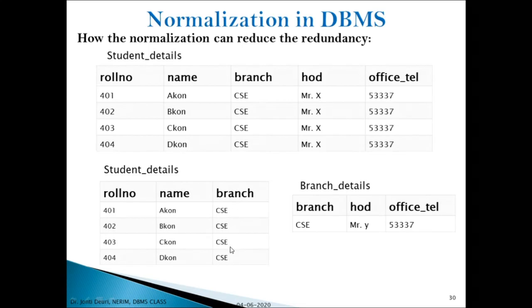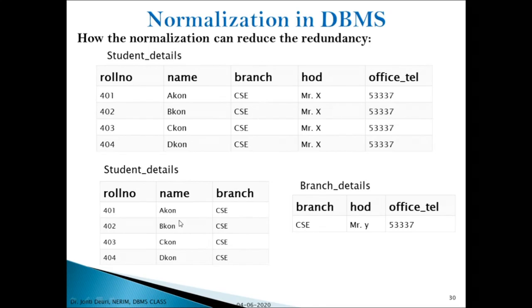Only this branch column is repeating, because this is our primary key here and foreign key here. Here we are assuming this one as a primary key, right? So that is how it handles the insert anomaly, and it reduces the redundancy by dividing this table into two tables.